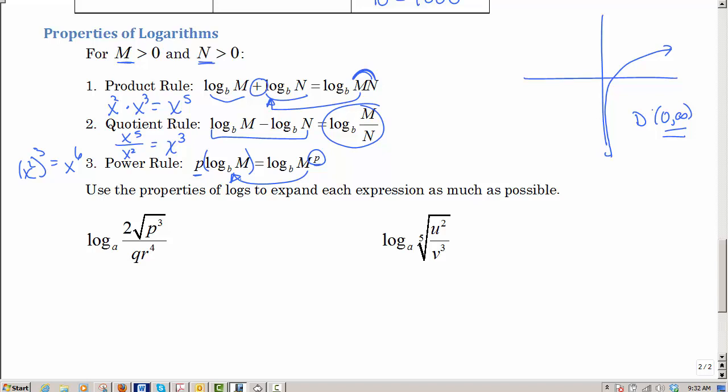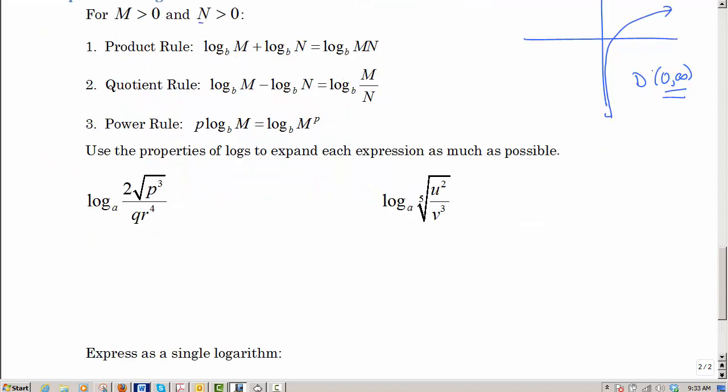So we're going to use these properties to expand each expression, meaning you should have lots of logs. If we take these properties, we're going to go from the right side to the left side. We have the log of a lot of stuff. We have division, so I'm probably going to use the quotient rule. I have multiplication, so I'm going to use the product rule. And I have powers, so I'm probably going to use the power rule. So let's just get started, one step at a time.